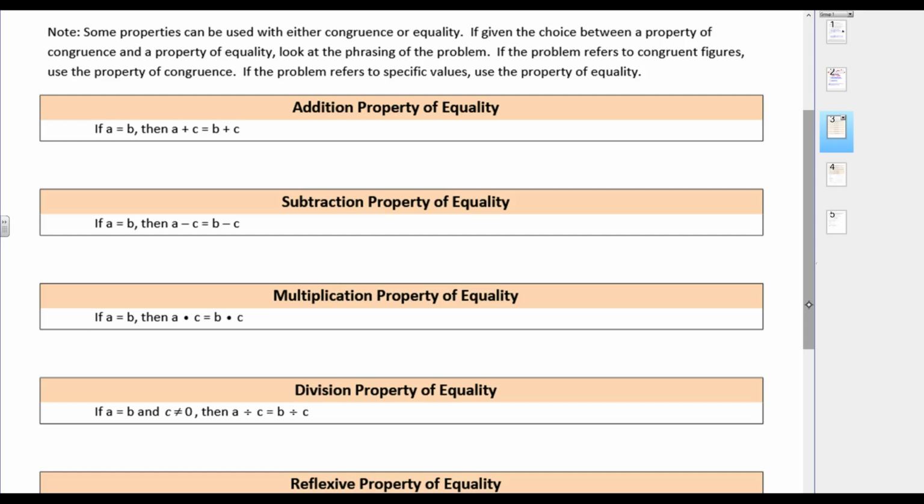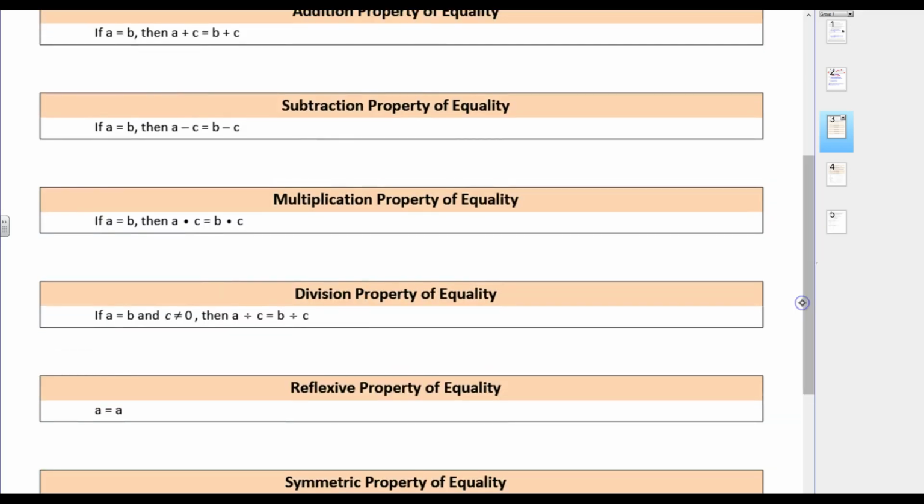Now, the first four are ones that you use all the time. If A equals B, then A plus C equals B plus C. Basically, if I add something to both sides, the equation remains balanced. Subtraction property is the same thing. If A equals B, then A minus C equals B minus C. You've been using this over and over again your whole life, and had not even realized it. Multiplication property is the same idea, as is division property, with the caveat that you cannot divide by 0.